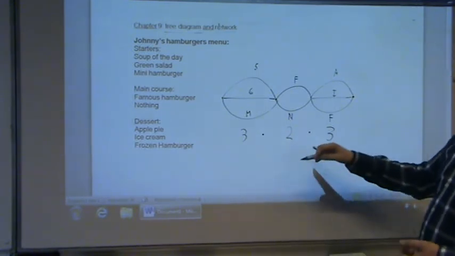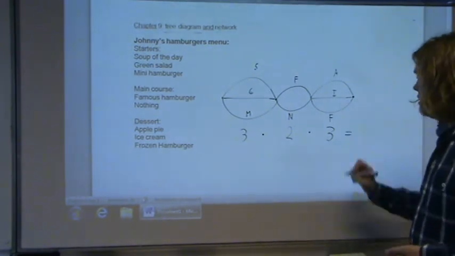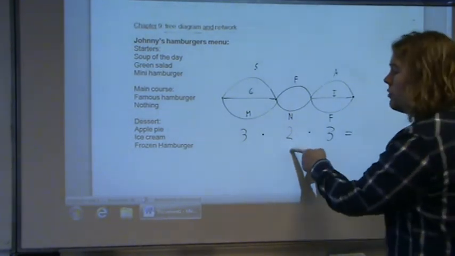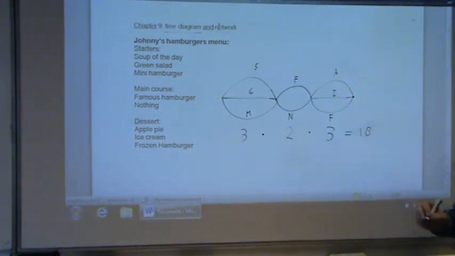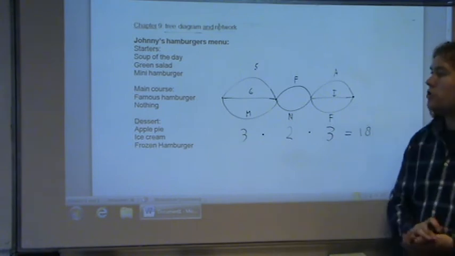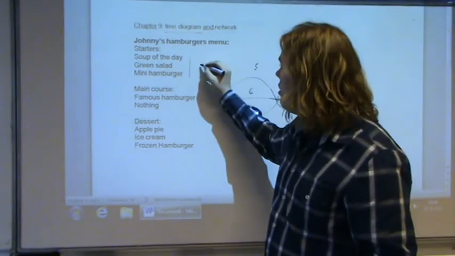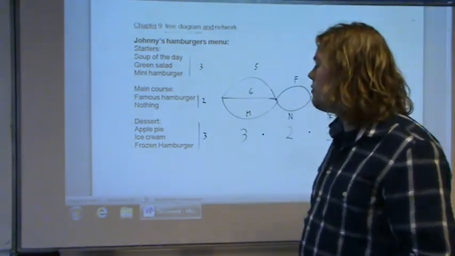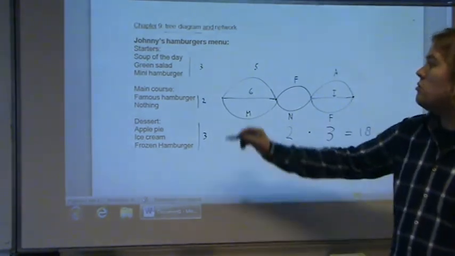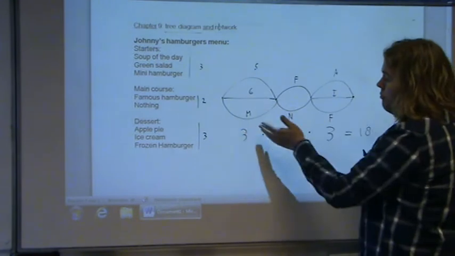So let's see if this gives 18. Otherwise, I've done something wrong. So 3 times 2 is 6. Times 3 is 18. All right. So there are 18 combinations. As you can see, you could also just say, these are 3, these are 2 possibilities, and you can choose of 3 different desserts, and then do 3 times 2 times 3, and then you have 18. So there's no need to actually make this.